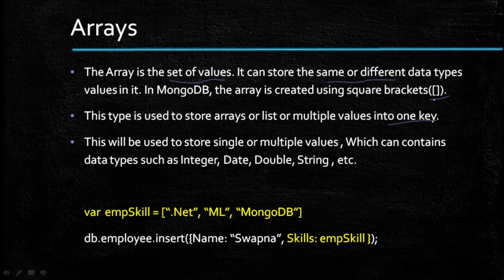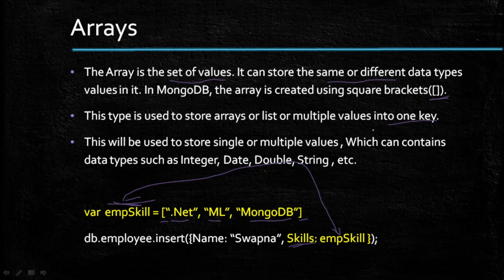An array is created using square brackets. So here we can see all this data contained inside the square brackets. For this example, I have created one variable, employee skill, and the skills are .NET, Machine Learning, MongoDB. These are created in array format and assigned to the employee skill variable. The same variable I have assigned to the field skills.